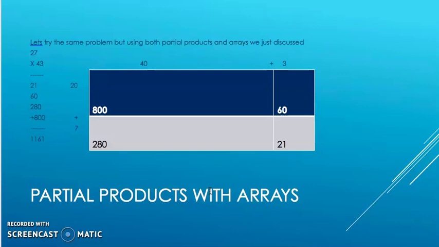Just like you did for the partial products algorithm, you add all your answers together and it should come to the same answer as the previous method, 1,161.